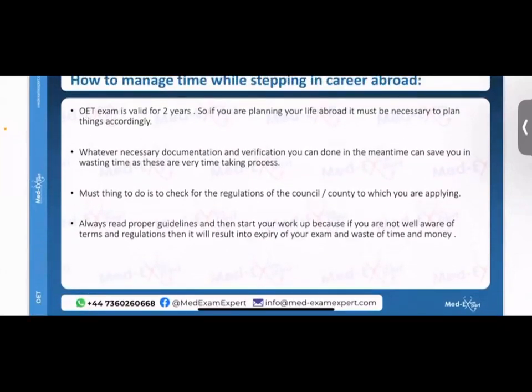The must-do thing is to check the regulations of the council or the country to which you are applying. It is a very necessary point, because sometimes students don't know the rules and regulations of the medical council of that country. And we know that there are two kinds of OET tests, computer based and paper based, and some countries accept paper based and some accept computer based. So you must check the medical council website of that country to which you are applying.